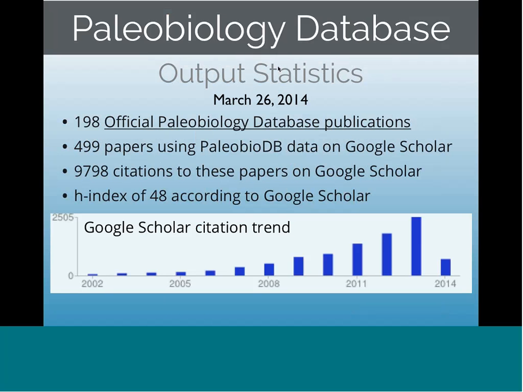This is probably a more interesting statistic. This is output from the database. So as people publish papers, they can log them as official publications if they so desire, and we have almost 200 of those now. We also have had Google Scholar look out there for what papers are using the database, and we have just shy of 500, probably over that since this was a few days ago, and almost 10,000 citations to those 500 papers. And the database, I'm putting that in air quotes, the database has an h-index of about 48. And you can see on the bottom our citation trend is just on the rise till the present.